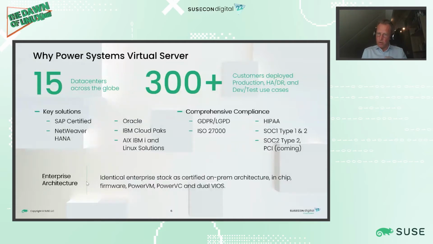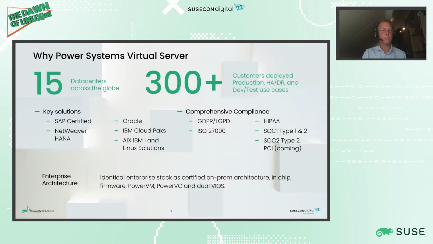So the certified on-premise architecture with the same processor, the same firmware, same Power Virtual VM environment that we have, and of course the setup of a dual VIOS that you are used to have on-prem, we implemented that also in our data centers in our cloud solution. So you really have a seamless connection to on-prem and off-prem and with the same capabilities where Power Systems are known to.